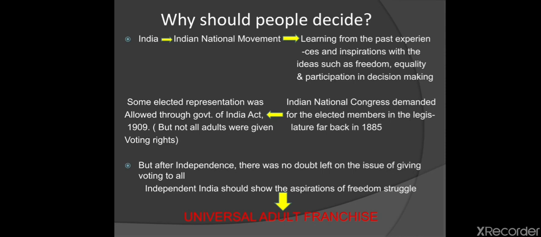So again, overviewing why people should decide: we have learned from past experiences ideas such as freedom, equality, and participation in decision making. It was demanded far back at the time of the Indian National Congress that there should be elected membership in the legislature, and we got some elected representation with the Government of India Act in 1909. But after independence, everybody got the right to vote, and independent India should show the aspirations of the freedom struggle. And finally, we got universal adult franchise.